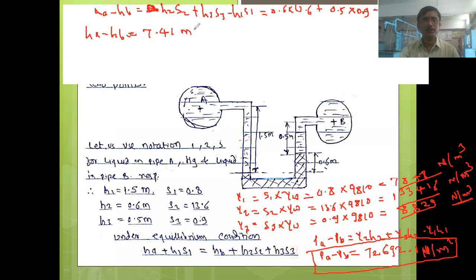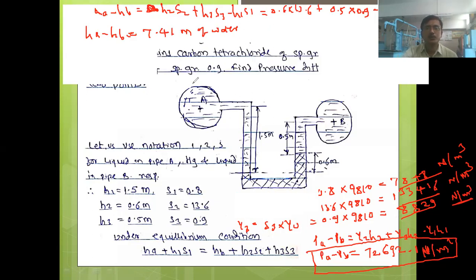7.41 meter of water. Yes, anybody? Yes, 7.41. Mayuri also has got the same answer.